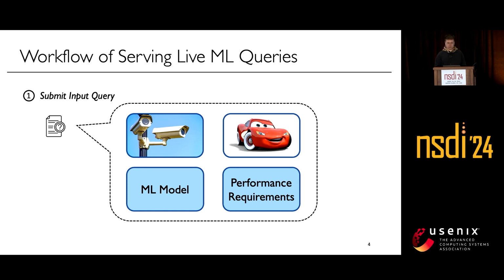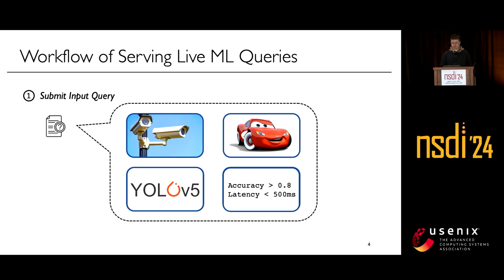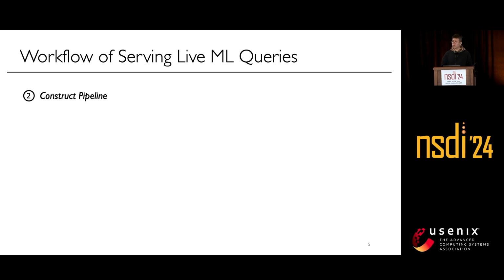The query wants to count the number of red vehicles crossing the street, and also specifies a variation of the YOLO V5 model should be used in the pipeline, along with some accuracy and latency target. When the ML expert receives the query, the next step is to construct the ML pipeline. And this step is often done based on past experience.